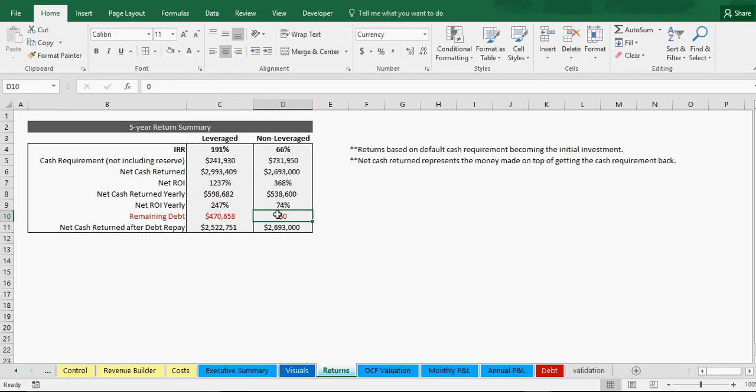Then remaining debt: obviously non-leverage would be 0. This is saying that after 5 years you still owe $470,000. So if we take that off of the 2.9 net cash, you get to this, and obviously this doesn't get reduced from that. Those are the returns.